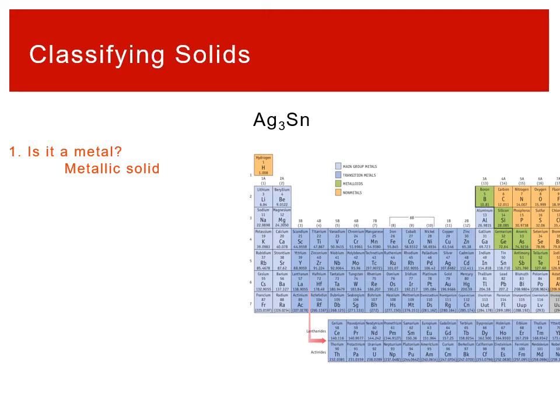Ag3Sn. First question should be, is it a metal? Want to find them on the periodic table. Ag is silver, Sn is tin. Those are both metals. So because they're both metals, then it's just a metallic solid.